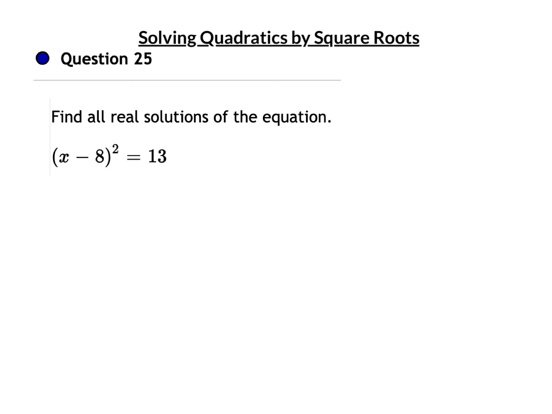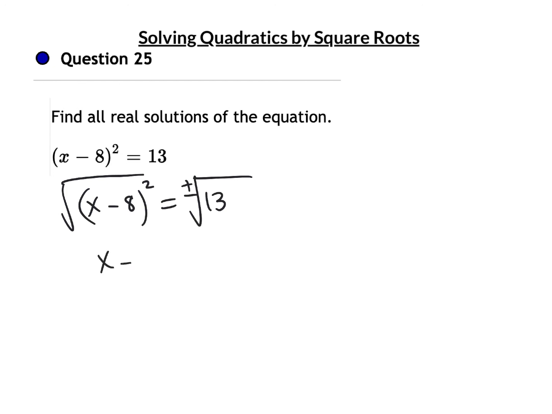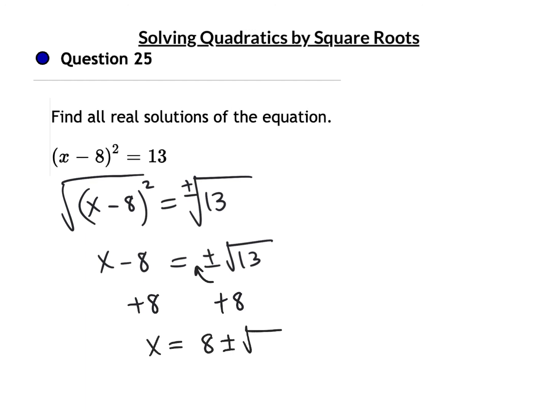Question 25. X minus 8 quantity squared equals 13. Square root both sides. Put your plus or minus in front. X minus 8 equals plus or minus the square root of 13. 13 is a prime number. There are no perfect squares in 13. Let's add 8 to both sides and put the 8 in front of the plus or minus. X equals 8 plus or minus the square root of 13. Write that as two answers, 8 plus root 13 and 8 minus root 13.